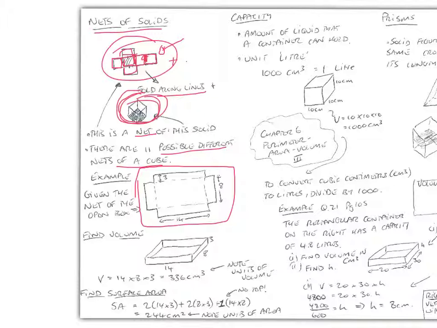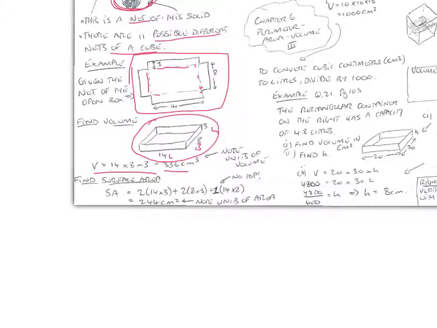Find the volume. So you have to visualize how to reform that box by folding along the dotted lines to get this shape here. Length, breadth, height. So the volume is 14 by 8 by 3, which is 336 centimeters cubed, because we're talking about volume.